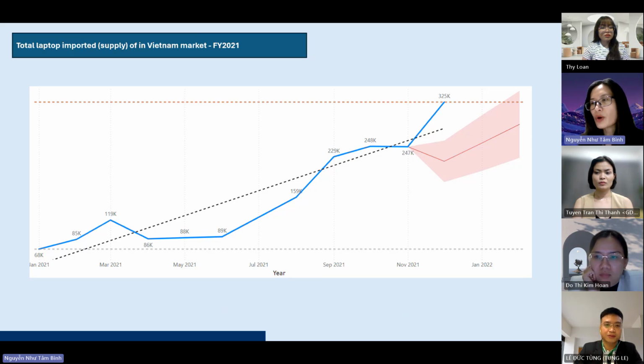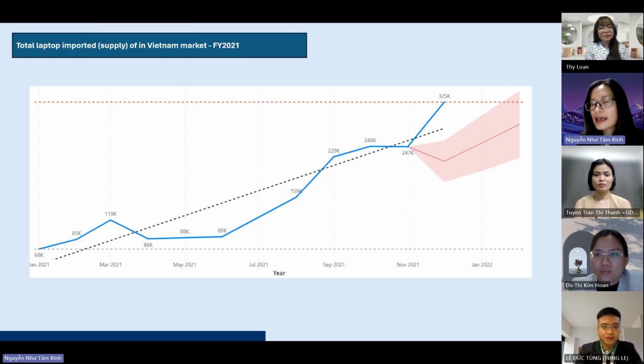This is the most important point. The price we use to analyze here will be the imported price that the manufacturers sell to local retailers. That is totally different from the price that the retailers sell to the end user, which we already used to analyze the demand in previous slides.